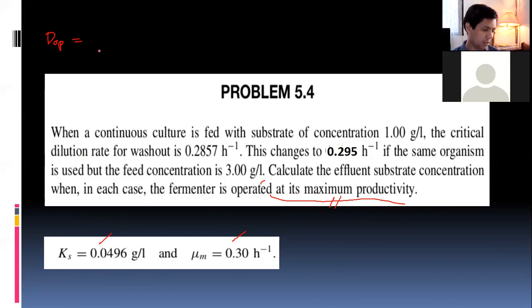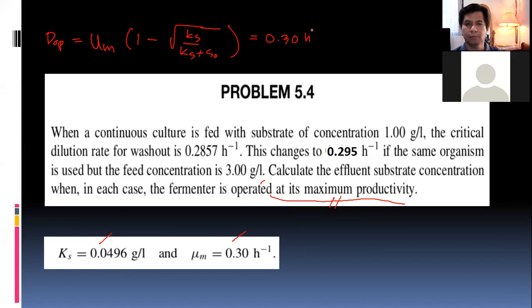Let me double check. The optimum is equals to mu m or mu max times 1 minus square root of Ks divided by Ks plus So. Ganun lang. So just substitute the given, 0.3 per hour. So ito yung magiging unit niya, ano? Tapos times 1 minus square root of Ks, 0.0496, all over 0.0496. Ito yung Ks natin. Tapos plus yung initial feed concentration. Yung sa unang case, it's 1 gram per liter. So parehas lang naman sila ng unit, double check the units, ha? Parehas lang naman silang grams per liter. So they are compatible. So plus 1.